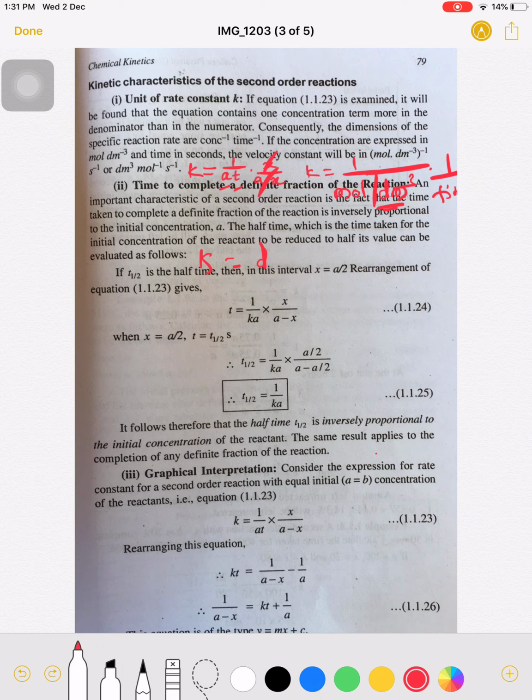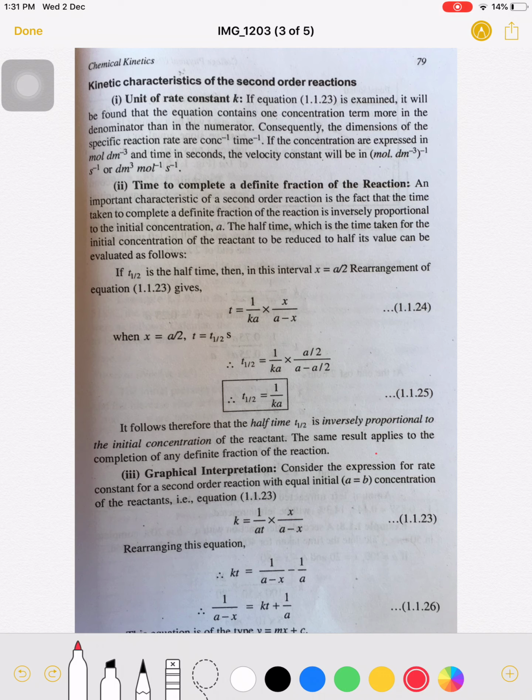So for the first order reaction only time is there, but in the second order reaction one concentration term is there in the denominator. Therefore the unit for the second order reaction is 1 by mole per dm cube per second, or dm cube per mole per second.